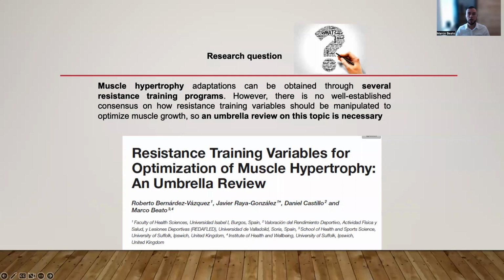So we know that muscle hypertrophy adaptation can be obtained through several resistance training programs, and we also know the benefits of these resistance training programs and the benefits of hypertrophy. However, there is no well-established consensus on how resistance training variables should be manipulated to optimize muscle growth. So an umbrella review on this topic is necessary.